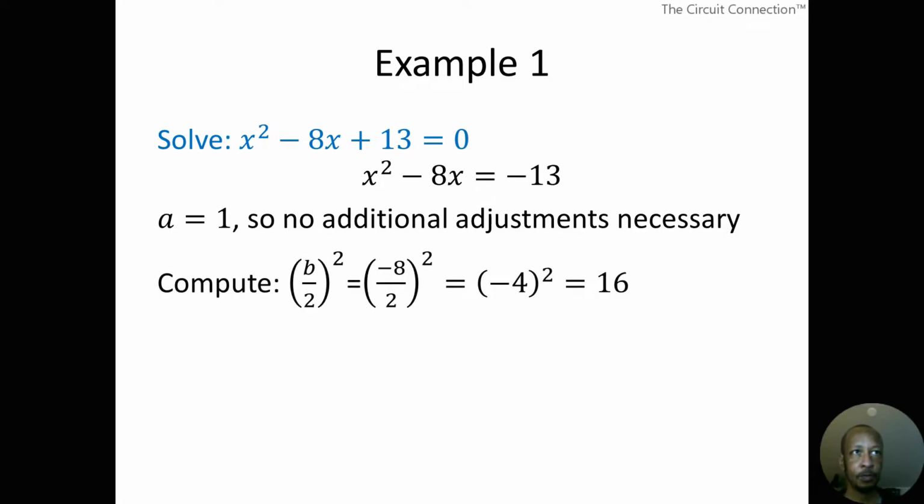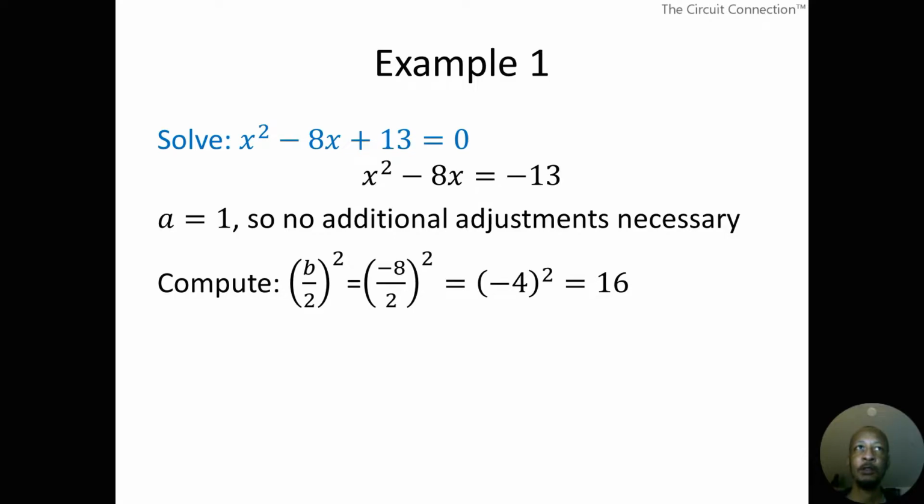So next, you go ahead and compute b over 2 squared. And what is b here? b is your -8. So you're going to take -8, divide that by 2, all of that squared, and that's going to collapse first into -4 squared, and that's going to give you 16. Now you want to keep that -4 squared and put that on the left side of your equation, and you're going to put the 16 on the right side.